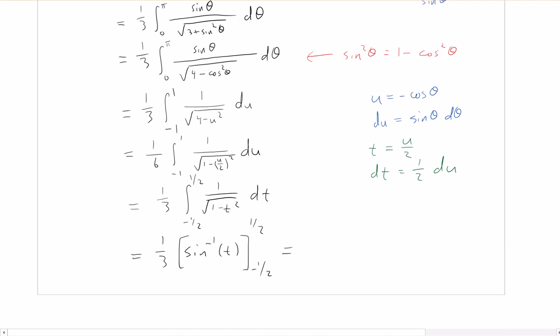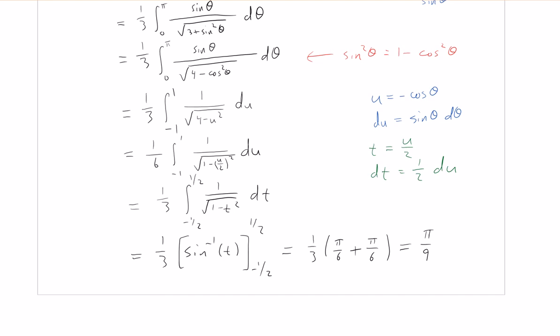And so we just have to ask ourselves, what angle has a sine of 1/2? Well, that's pi over 6. And what angle has a sine of minus 1/2? That's negative pi over 6. So minus negative is plus. 2 pi over 6 is the same as pi over 3. So in the end, we get pi over 9. Okay, so we're done, and this is the answer.